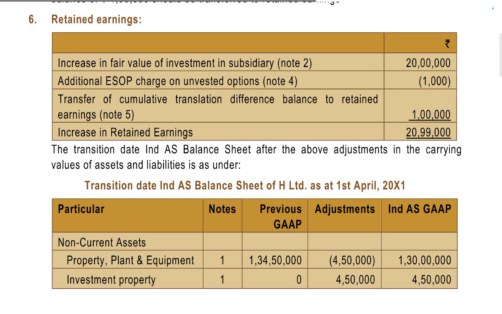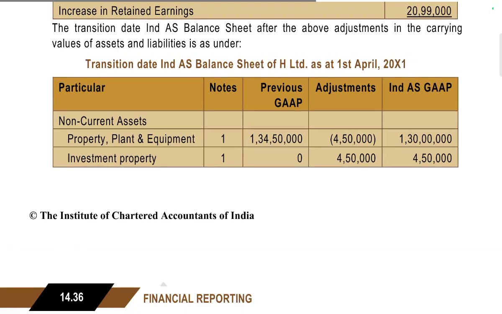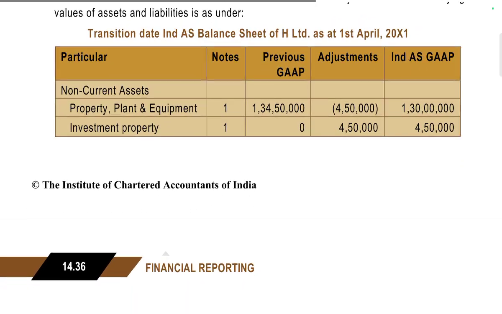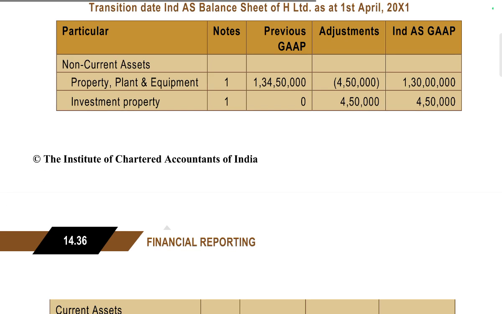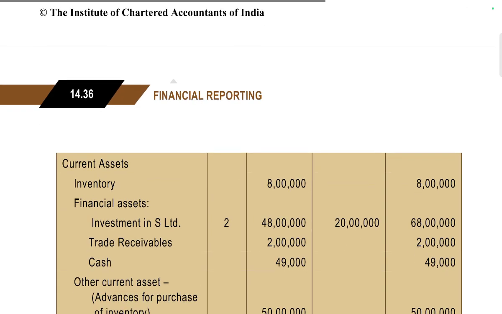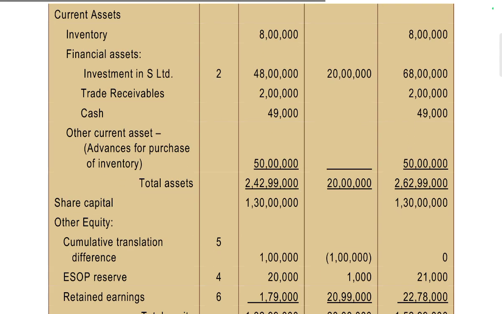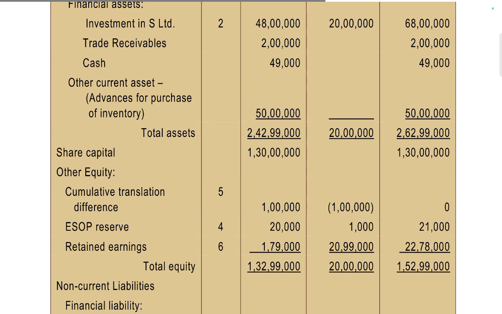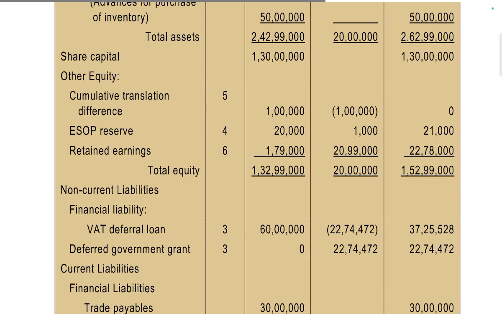Later, the increase in fair value of investment is 20 lakhs, additionally ESOP of unvested 30,000, and further cumulative translation difference transferred to retained earnings of 1 lakh. Transition date Ind AS balance sheet of H Limited, first non-current assets: property, plant and equipment 1 lakh 35,000 under previous GAAP, adjustment 4 lakh 50,000. Current assets: inventory 8 lakhs, investment in shares 8 lakhs plus adding 20 lakhs is 68 lakhs, trade receivable 2 lakhs, cash 49,000, other current asset advance for the purchase of investment 50 lakhs.